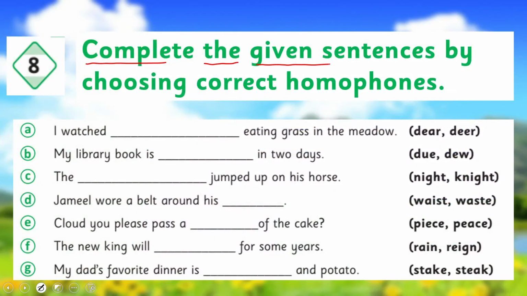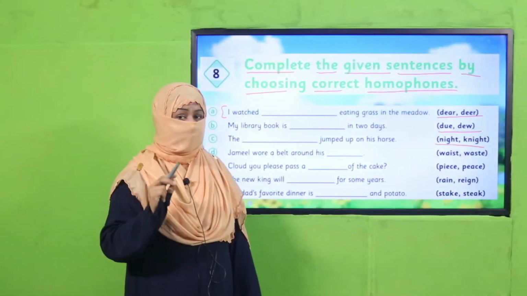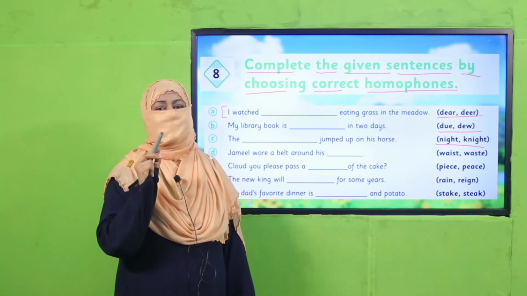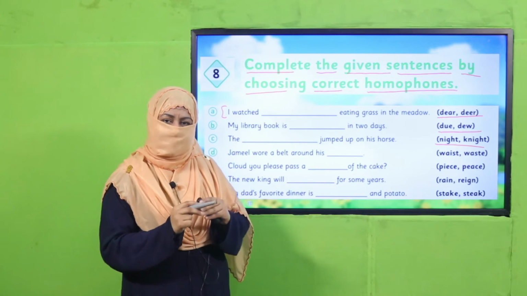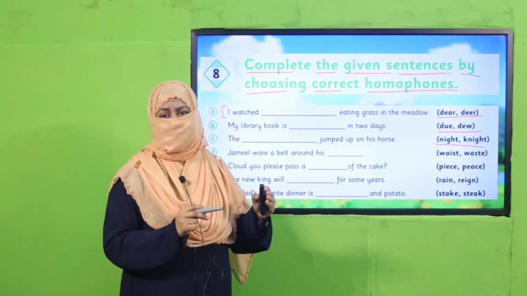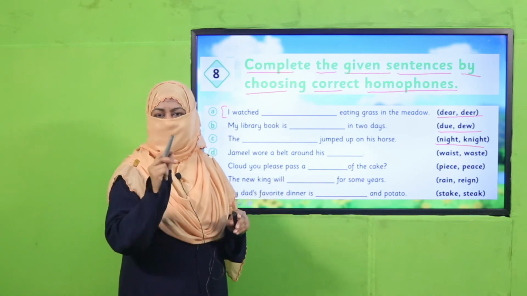You will complete the given sentences by choosing the correct homophone. Okay, so a pair of homophones has been given for each sentence. You will read the sentence, make sense of the sentence and choose the correct homophone to complete the sentence. And if you find anything difficult, raise your hand, talk to your teacher, and teacher, kindly facilitate the child in this way that they themselves can reach the answer instead of telling them the answer. Okay, so pause the video, complete this exercise in your book.